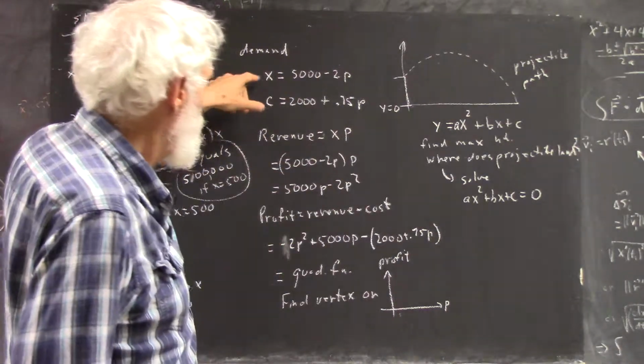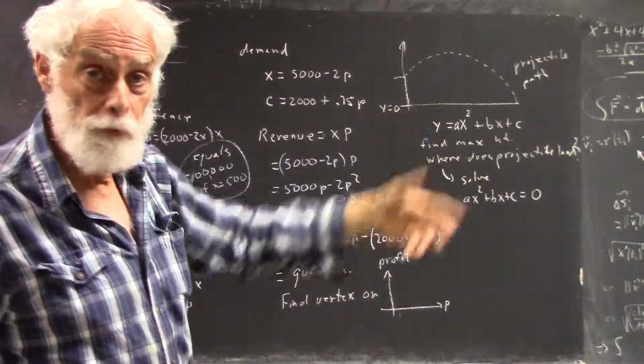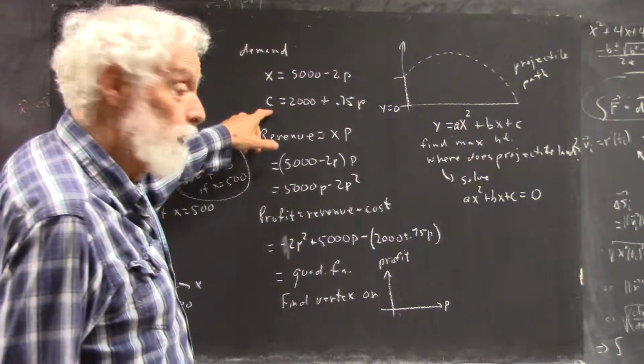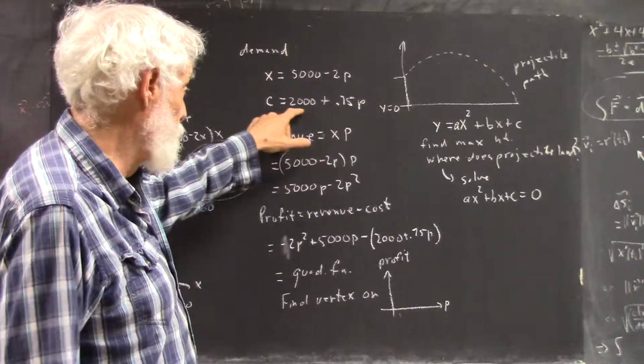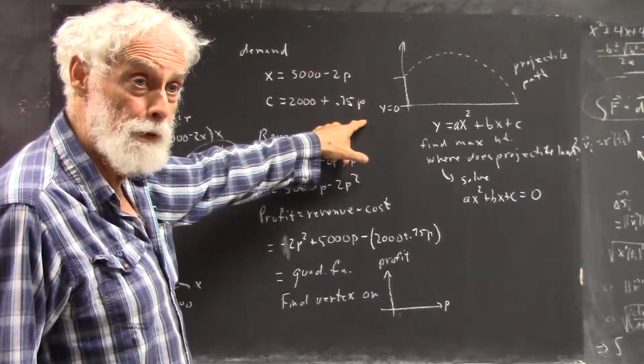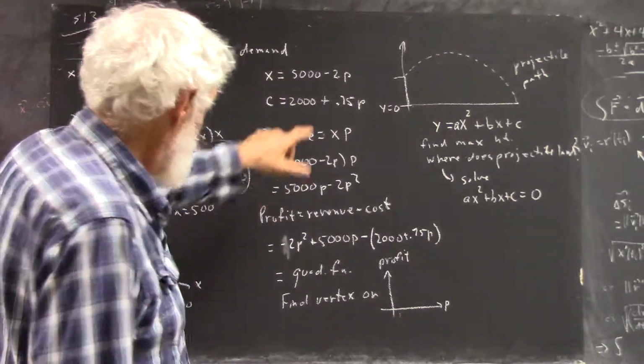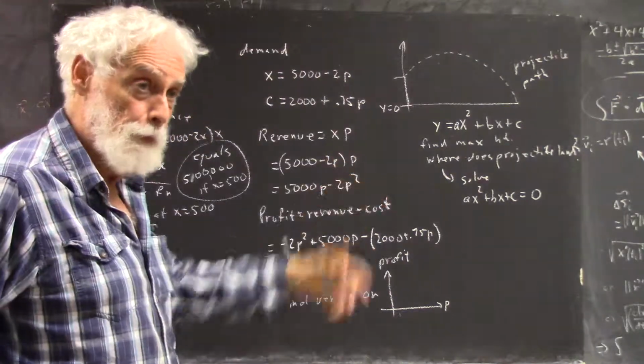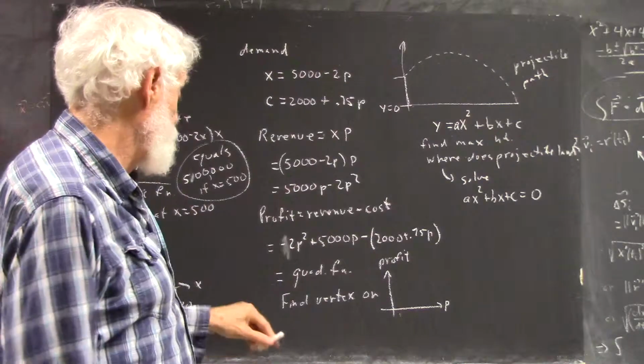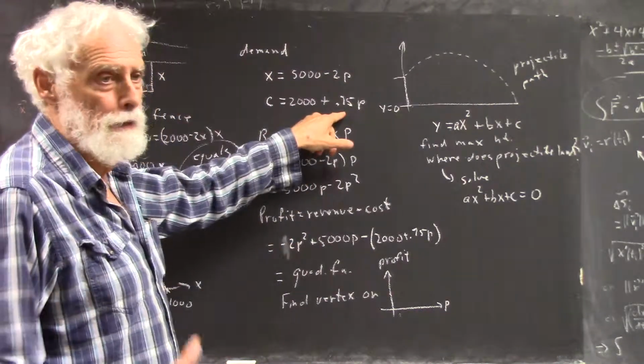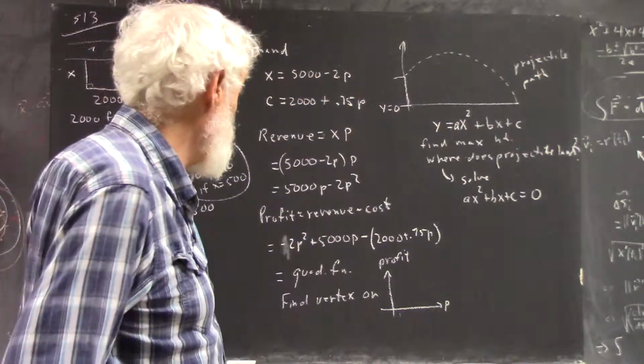You want to determine the price that maximizes your profit ultimately. The cost of making x of these things is 2,000 plus 0.75x. 2,000 to set up, 0.75 to manufacture each, like 75 cents to manufacture each one.